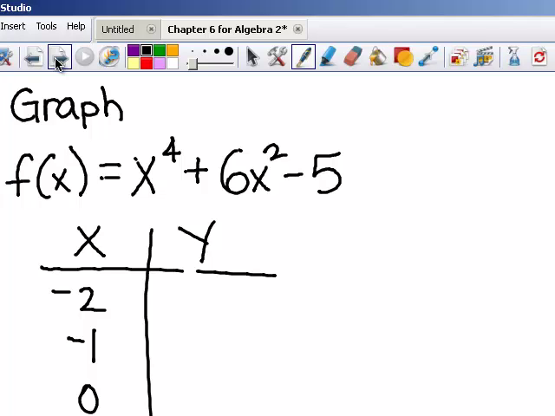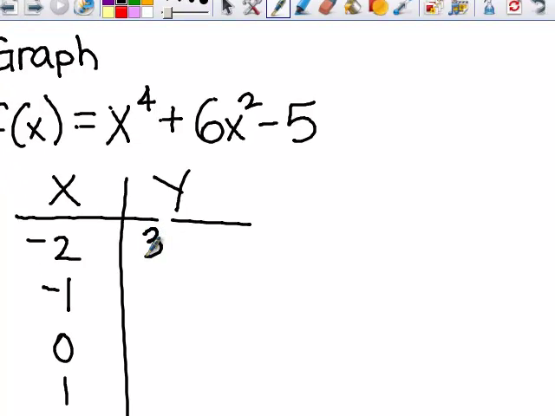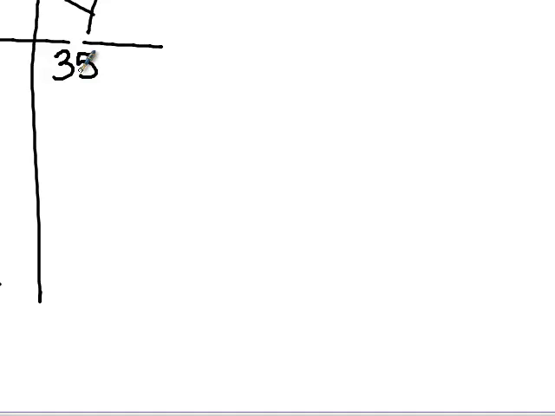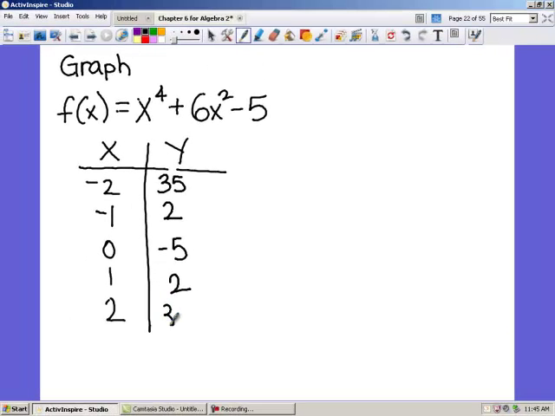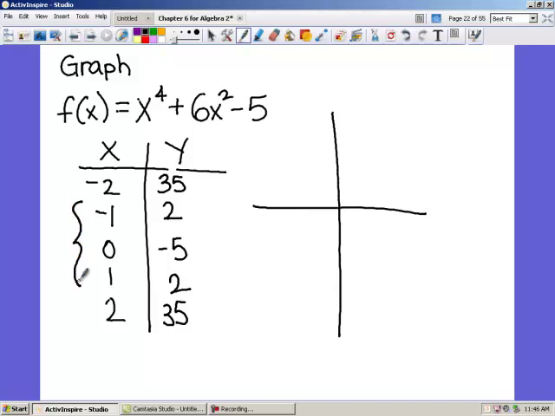And I have negative 2, 35, negative 1, 2, 0, negative 5, 1, 2, and if I scroll down to 2, I get 35. And we can go ahead and graph this. This time, I'm only going to graph negative 1, 0, and 1 and kind of estimate the 2 and 35. That's just too big of a number to plot.